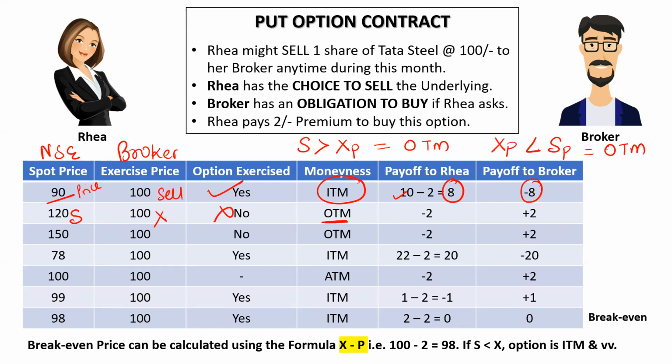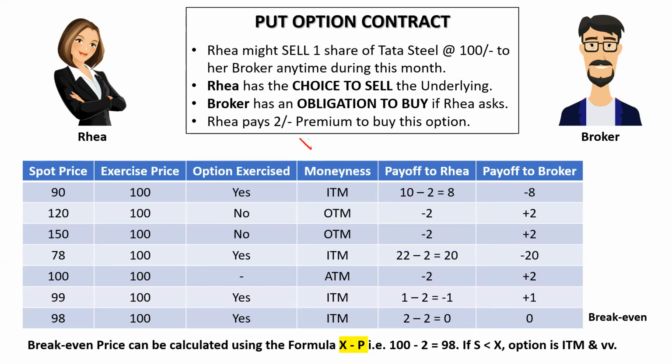So take your time, try to understand this. You can pause over here if you want. On the other hand, if the exercise price is greater than the spot price, then we say that the option is an in the money option. So over here, exercise price is 100, spot price is 90, 100 is greater than 90, the option is ITM. And when the strike price is equal to the spot price, we say that the option is at the money. Again, over here, we are going to compare only the exercise price with the spot price. We are not taking into account the premium.